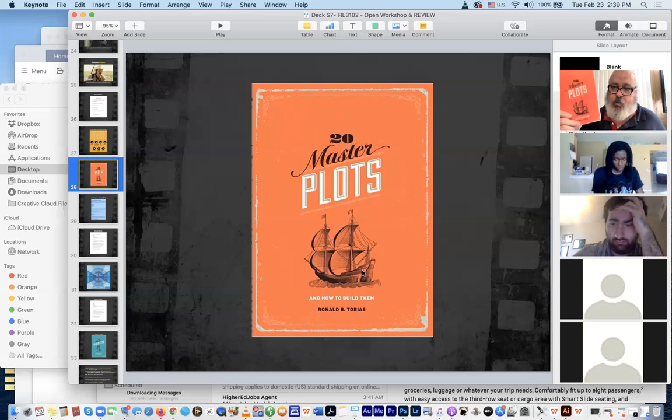This is where you might want to turn to look at how you can take components of what you're working with and twist them together to form new and interesting permutations of your actual story. And that was the notion behind and the value behind 20 Master Plots.